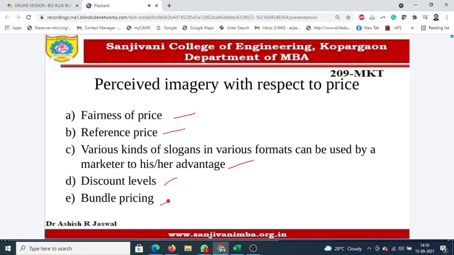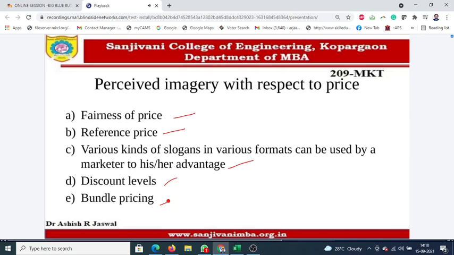This bundle pricing is going to have a positive effect on consumers' perception. If the consumer feels happy with regards to increased saving, he would be able to get out of buying those products together rather than buying those products individually at a higher price. Bundle pricing enhances the value of the offering, decreases prices and increases sales.